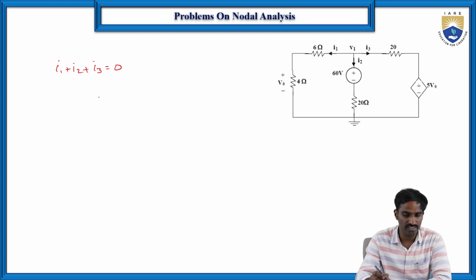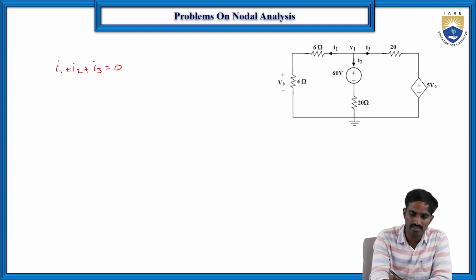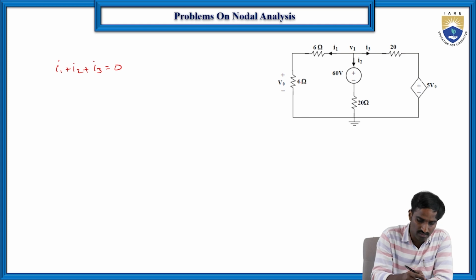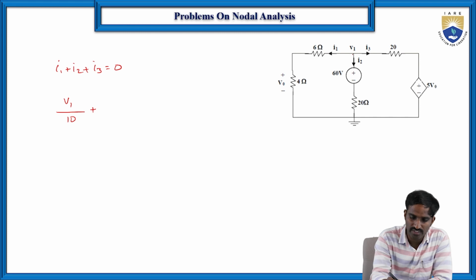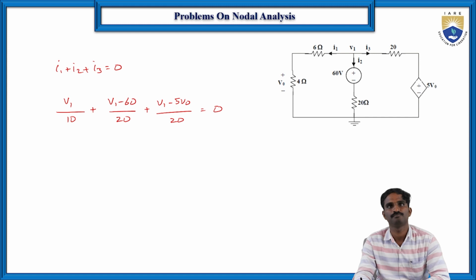Writing the same equation: V1 minus 0 by, here 6 and 4 are both connected in series, so I1 is equal to V1 by 6 plus 4, that is 10, plus I2, which is V1 minus 60 by 20. Then the third one is V1 minus 5 V naught, since the voltage is 5 V naught. So V1 minus 5 into V naught by 20 is equal to 0.